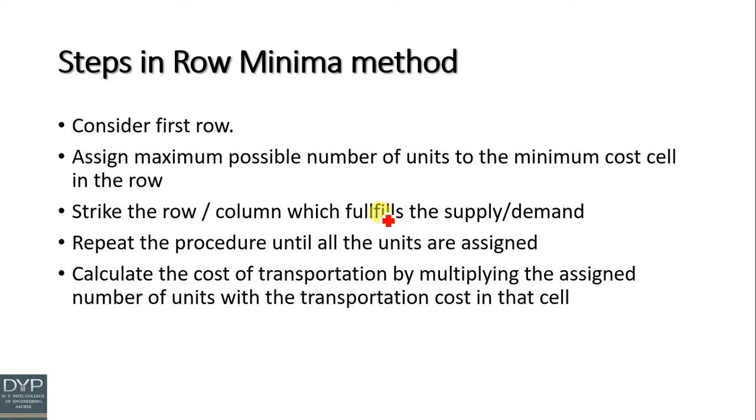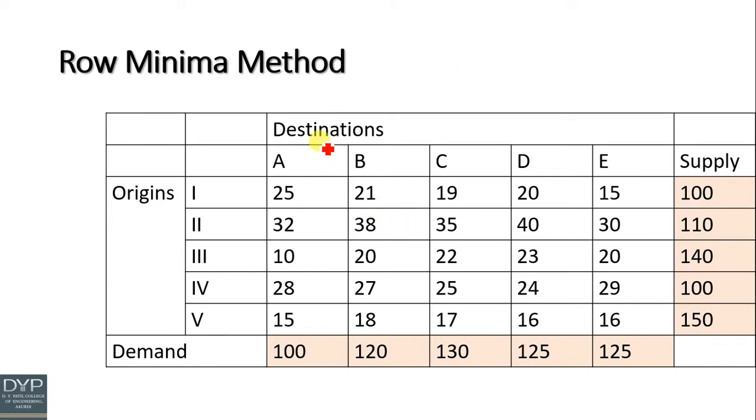cell in that row. Now you can remove the row and the column once it fulfills the supply and the demand. Now come to the next row, repeat the procedure until all the units have been assigned, and lastly calculate the cost of transportation by multiplying the assigned number of units with the transportation cost in that cell. Now let us take the same example.